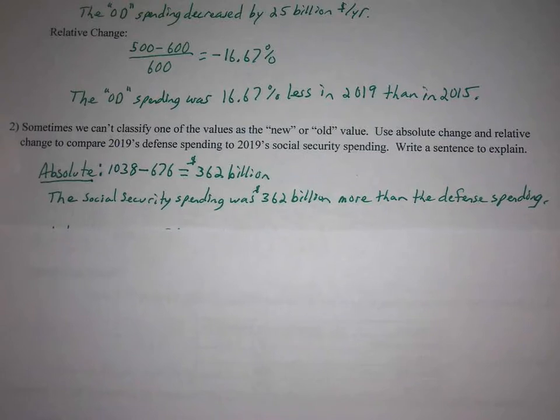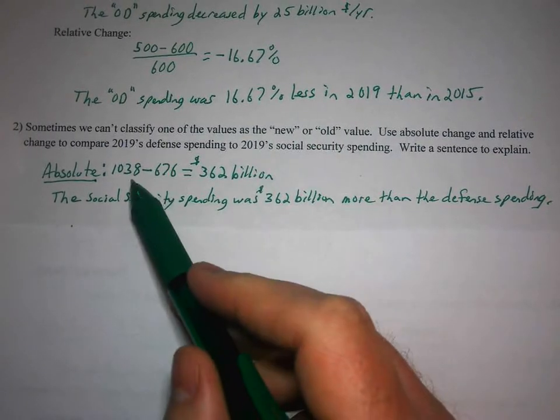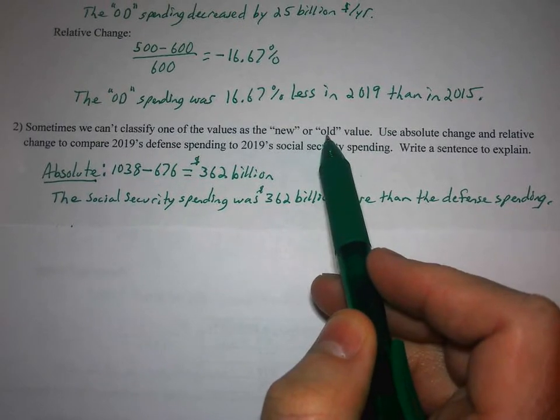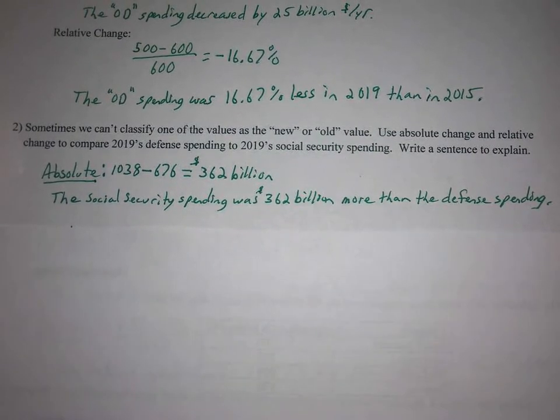Again, that shouldn't be too crazy. Notice that saying Social Security is the new and defense spending is the old, you can't really define them that way, but you can still apply the same principle to find absolute change. Just subtract the two values and then explain what they mean.